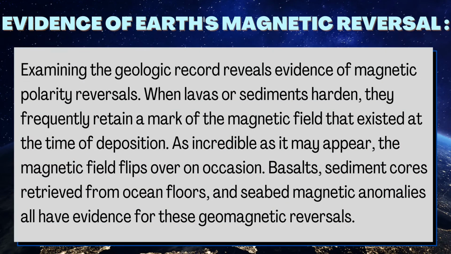Evidence of Earth's magnetic reversal. Examining the geologic record reveals evidence of magnetic polarity reversals. When lavas or sediments harden, they frequently retain a mark of the magnetic field that existed at the time of the deposition. As incredible as it may appear, the magnetic field flips over on occasion. Basalts, sediment cores, reefs from ocean floors, and sea magnetic anomalies all have evidence for these geomagnetic reversals.